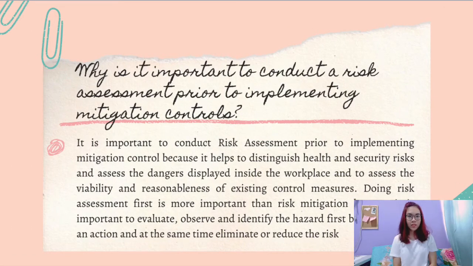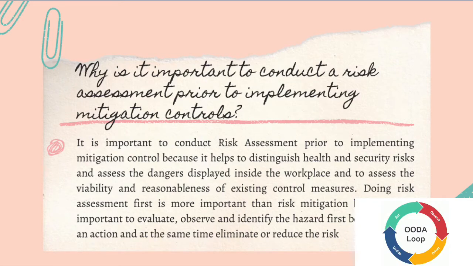Why is it important to conduct risk assessment prior to implementing mitigation control? It is important because it helps to distinguish the health and security risks, to assess the dangers displayed inside the workplace, and to assess the viability and reasonableness of existing control measures. Doing the risk assessment first is more important than risk mitigation because it is important to evaluate, observe, and identify the hazard first before making an action and at the same time eliminate or reduce the risk.